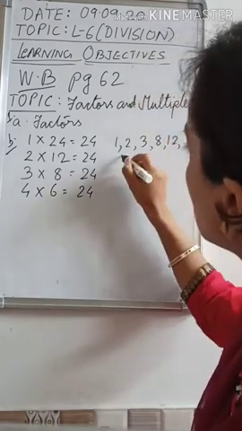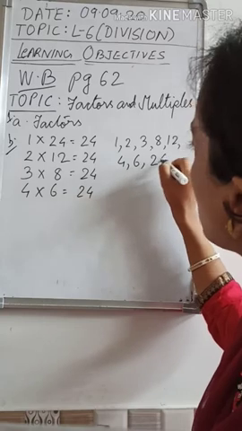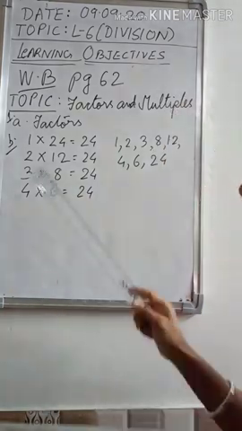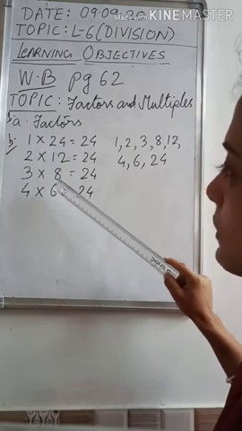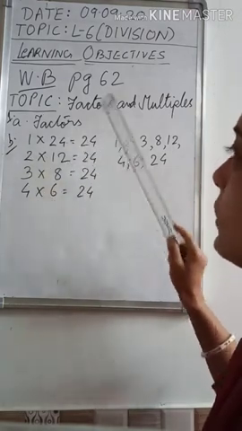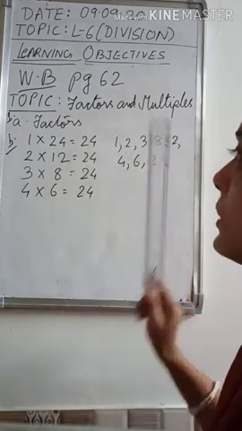So let me write 4 6. Okay, let me add this. So in all, how many factors do we have? 8 factors: 1, 2, 3, 4, 6, 8, 12 and 24. So these are all the factors of 24.